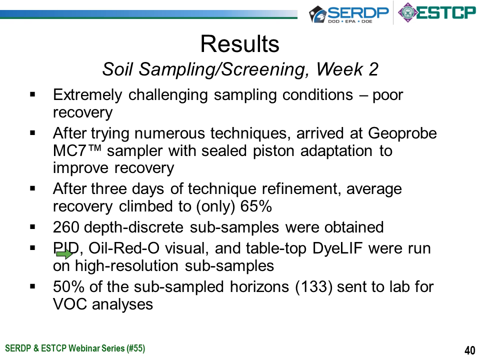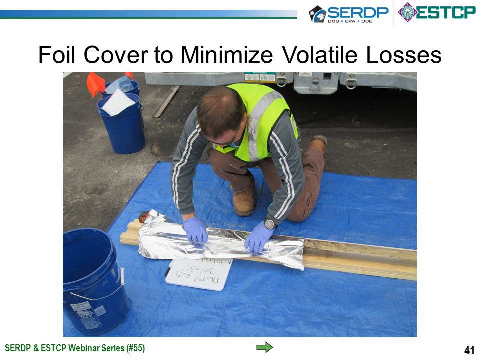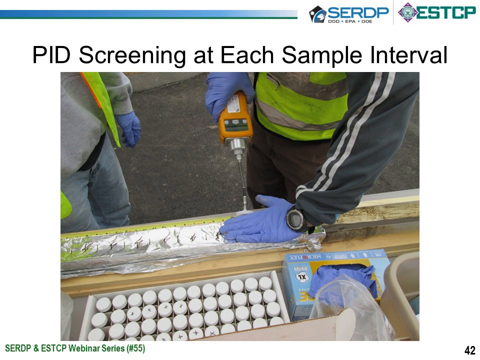In the end, we had collected 260 depth discrete subsamples, and those were analyzed, as I mentioned before, with the PID, a PID tool, the oil red O dye shake test, and the tabletop DyeLIF. And then 50% of those subsampled horizons subcores were sent to a lab for VOC analysis. And just a few photos just to impress on you that this was really excellent work done by Chapman and others, just very rigorous. And this type of work, in my experience, often isn't done at real sites, but we were quite fortunate to be working with this particular team.